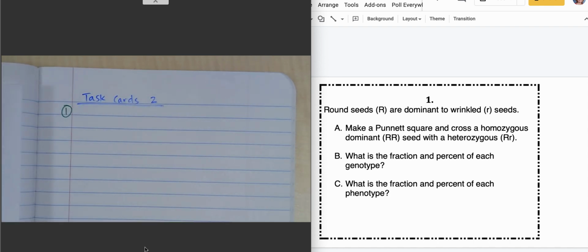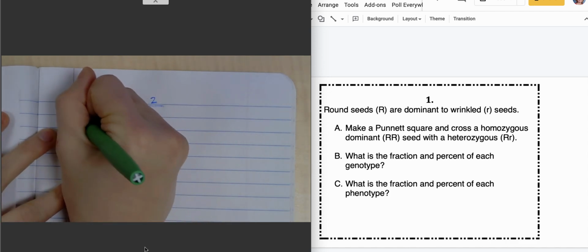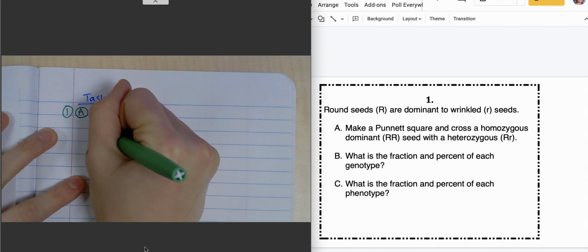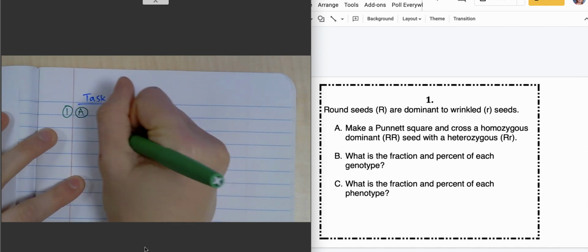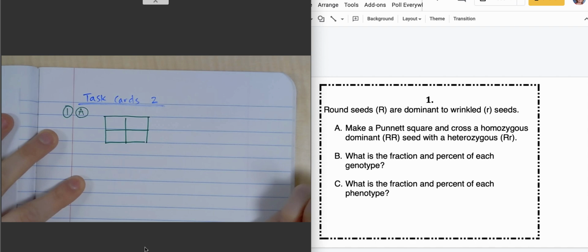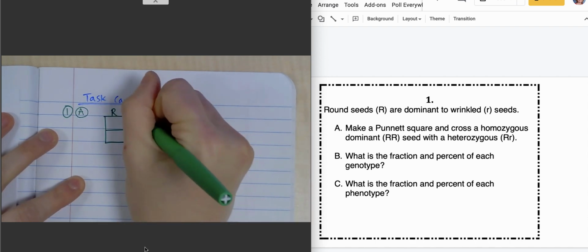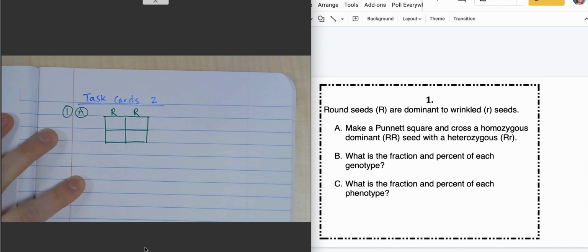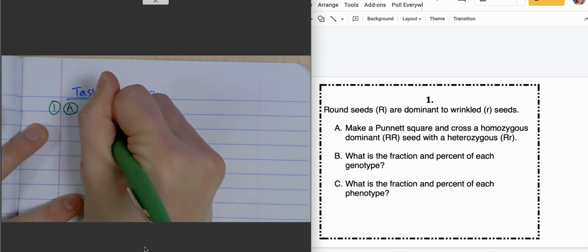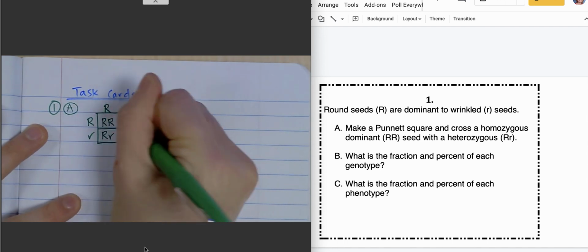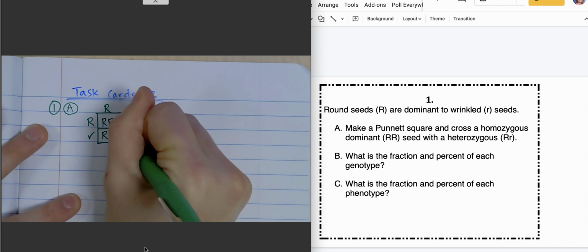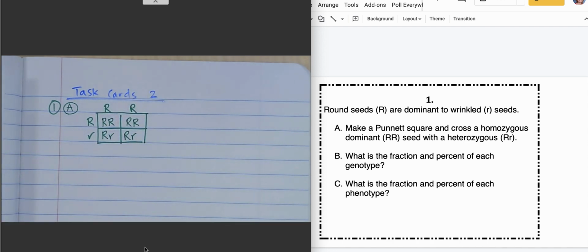It says round seeds are dominant to wrinkled seeds. So make a Punnett square and cross a homozygous dominant seed with a heterozygous. So I'm going to put A to show my Punnett square. And it says that I'm going to cross a homozygous dominant, so that's capital R, with a heterozygous, so that's capital R, lowercase r. And so I'm going to go ahead and complete my Punnett square. And remember, you're going to want the capital letter to go first.